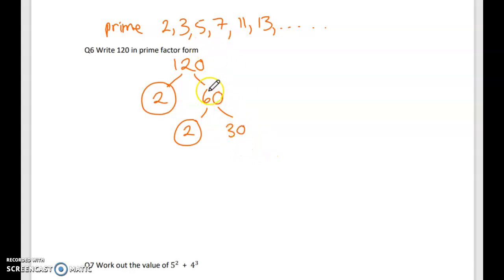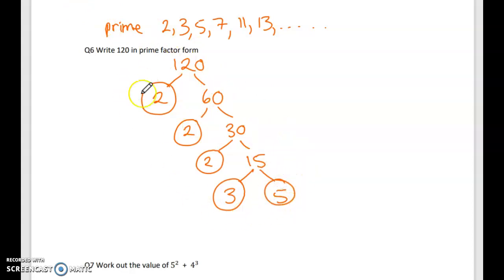Okay, I'm done with 60. I'm now down to 30. Can I divide by 2? Yes, so I halve it and I get 15. Now, can I divide by 2? No. So I move on to the next prime number, which is 3. Can I divide by 3? Yes, I can, and my answer is 5. Now, 5 is prime, so I know I've got to the bottom of it. So this is my prime factor tree.